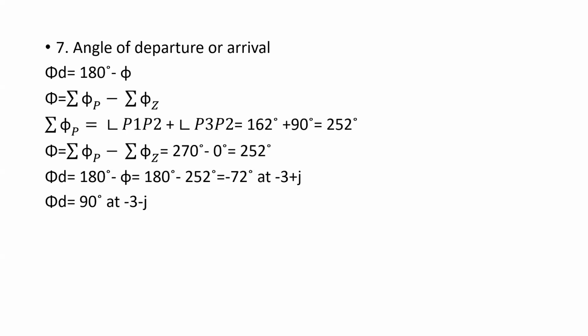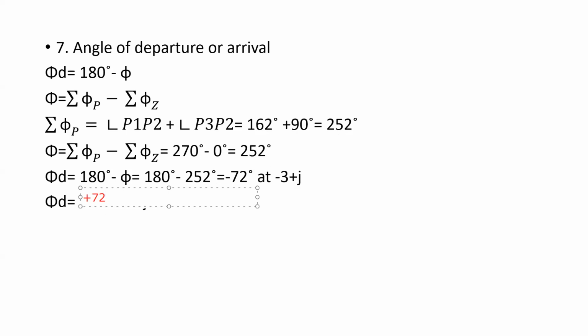Yes, we have the poles on the second quadrant and third quadrant on the complex plane, so we will have to calculate the angle of departure. Calculating it, you get the angle of departure as minus 72 and plus 72. This value is plus 72.